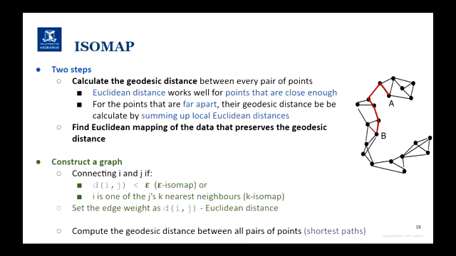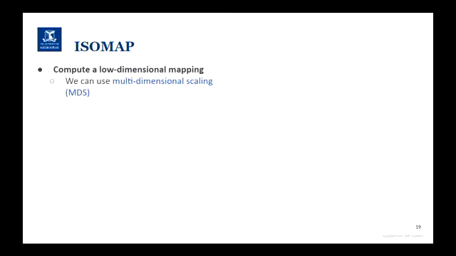Since we have defined our graph, we'll have all pairs shortest path, which is basically a distance matrix between all the nodes in the graph. What we need to do is then to compute a low dimensionality mapping from that distance matrix. We can use multidimensional scaling to convert this to 2D, and that's possible because we'll have an n by n matrix, which is our distance matrix.